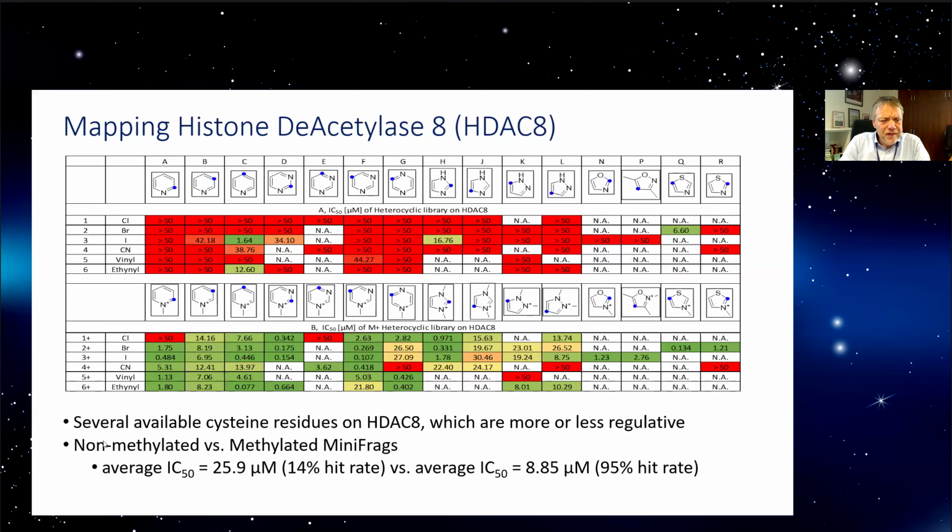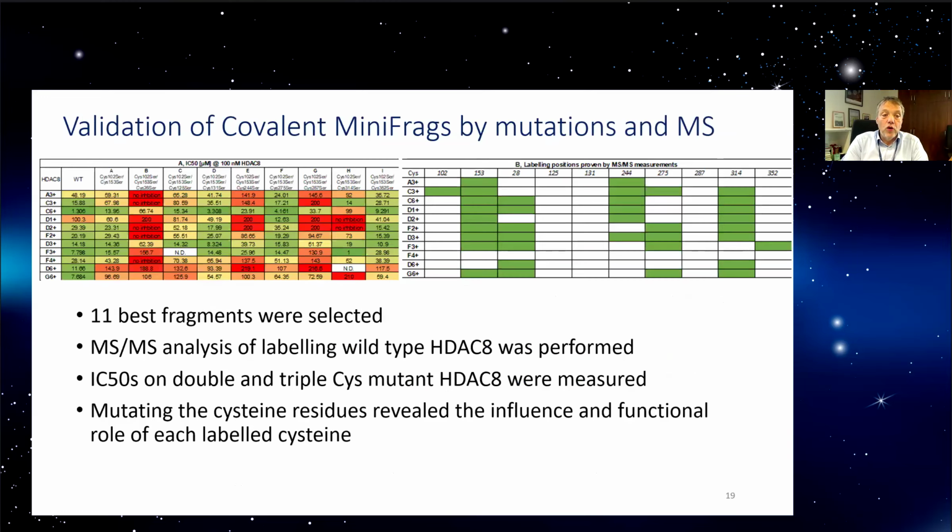If we compare the typical or average IC50 observed for the non-methylated and methylated MiniFrags, there is a significant difference, since the IC50 for the methylated MiniFrags is much lower than that found for the non-methylated version. So that's why we focused on the 11 best fragments. These were basically all methylated fragments.